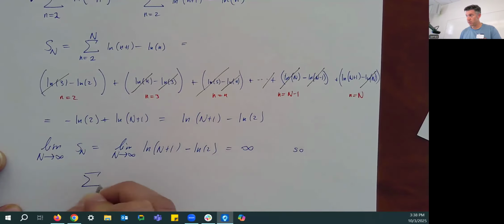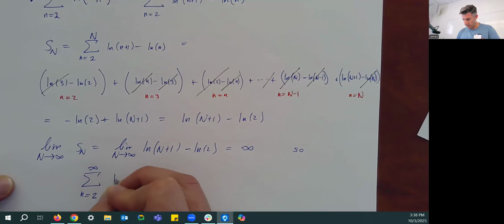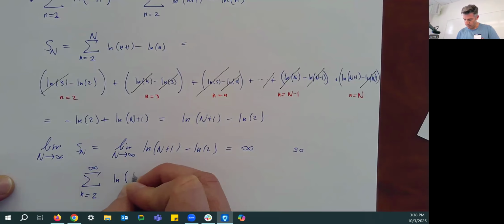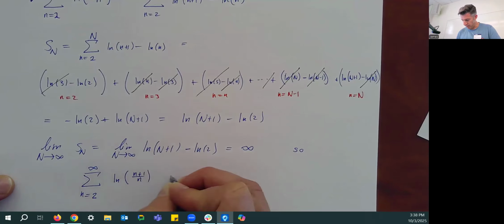The sum from n equals 2 to infinity of the natural log of n plus 1 over n diverges.